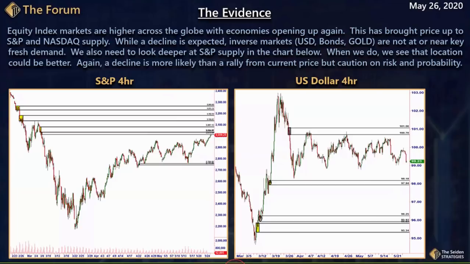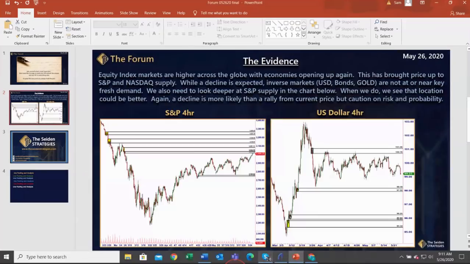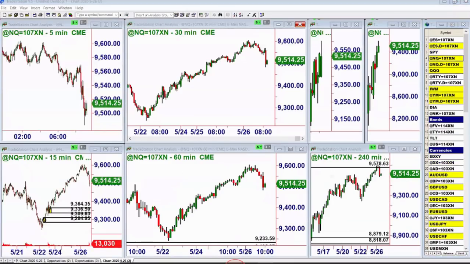So it's not just here's what supply looks like, here's what demand looks like, and let's figure out our risk and reward and probability from that. It's all about structure and location. Having said that, let's dive into the live markets here. And here we go.